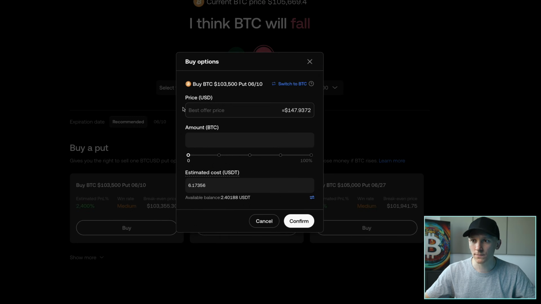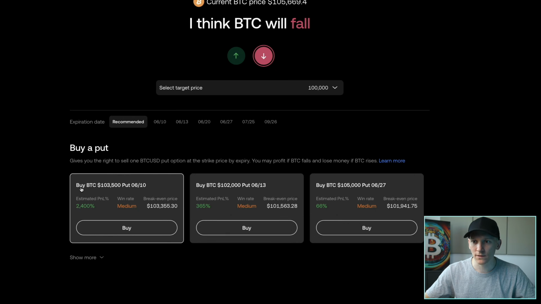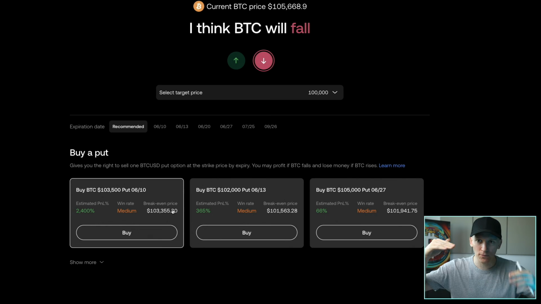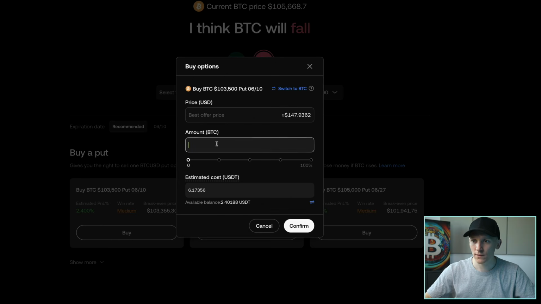So we know that the premium is trading at 147. The reason being is that you can see the price is 103 for this put. So that's giving us the option to sell in the future. So the current price is 105. We will buy this and have the right to sell at 103,500 plus the premium, which is a small premium on top. So our break even is 103,355, right? So the price has to come down even further, right, to give us our money. So buy this, put the amount in, and then you just pay the premium as it is.